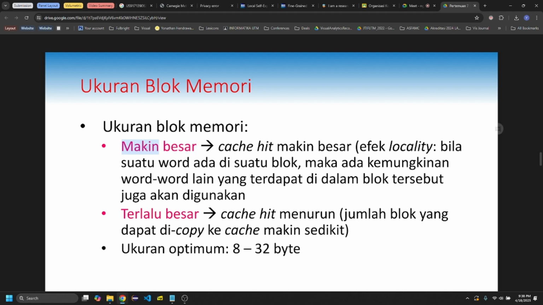In this case, the bigger the block size, then the cache hit is bigger. Because there is this one, the locality effect. If one word is inside one block, then there is a good probability that other words inside the block will be used too.